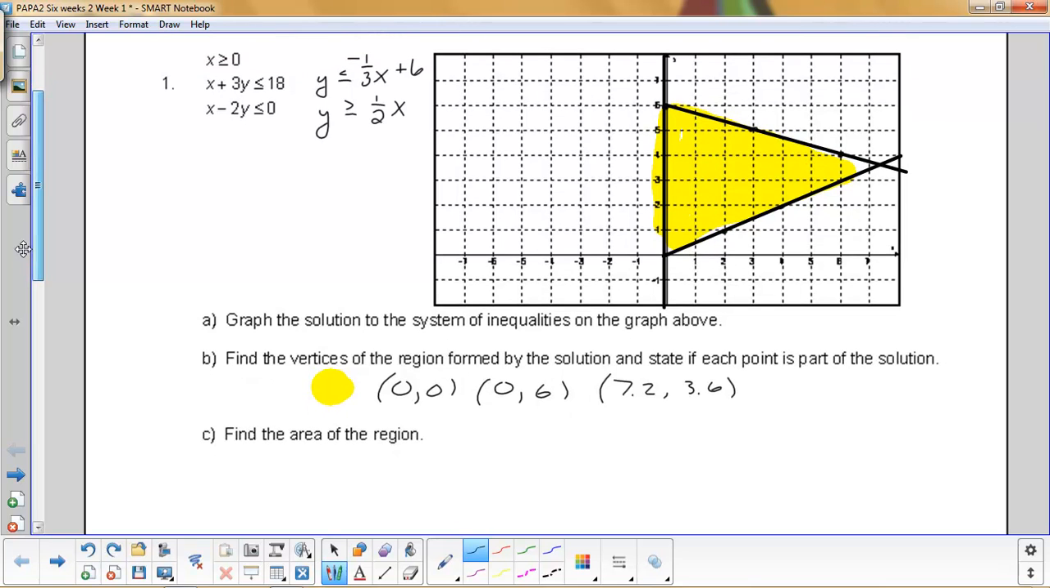A spin-off of what we will be doing with this is finding the area of that shaded region. Well, we know that that area is triangular, so that's 1/2 base times height. The base of the triangle in this particular instance is 6, and the height of this triangle is 7.2. 6 from here to here, 7.2 from there to there vertically, which means that the final answer to this is 21.6 units squared.